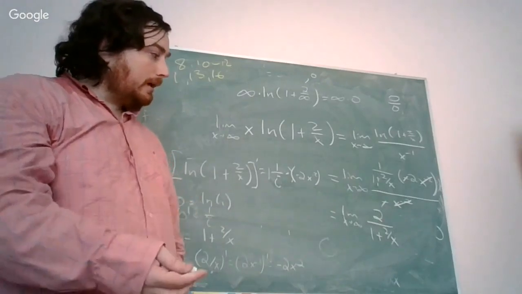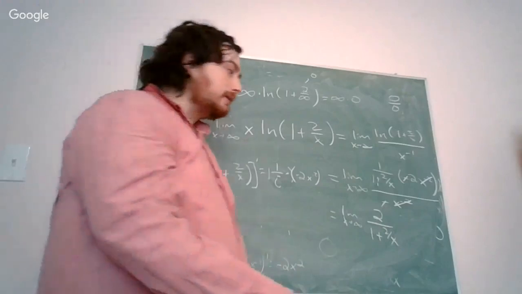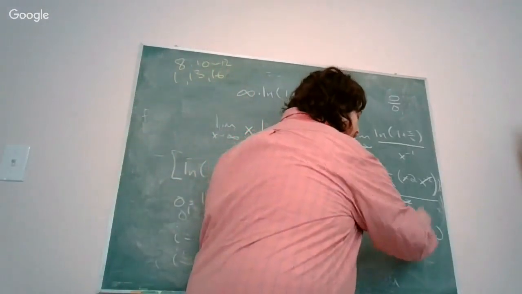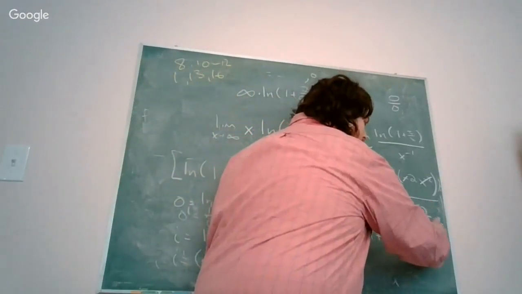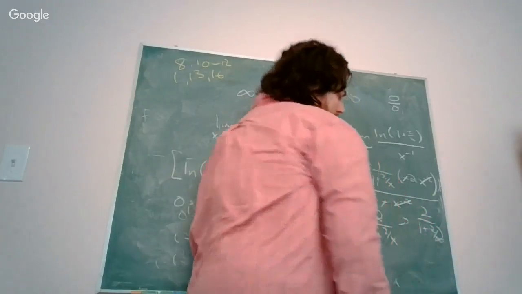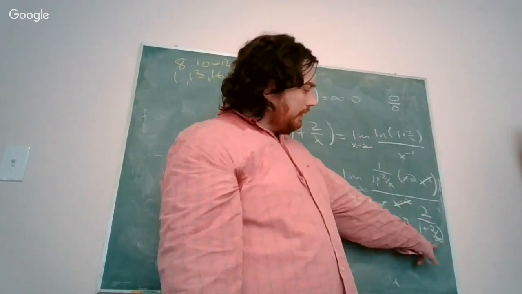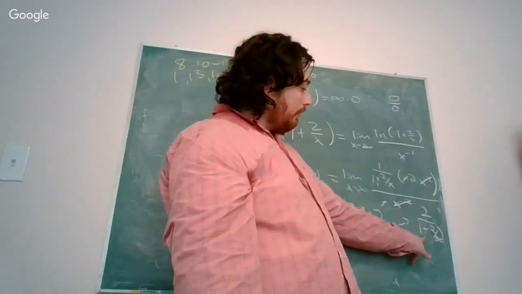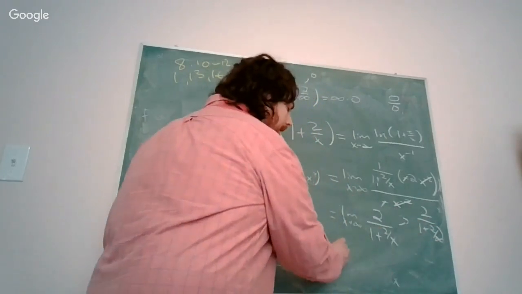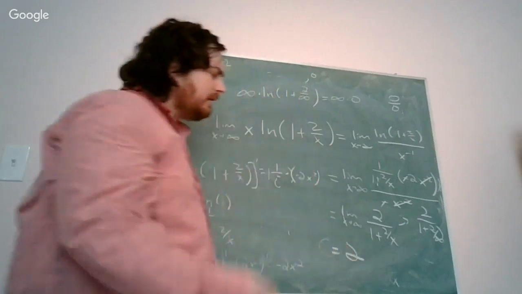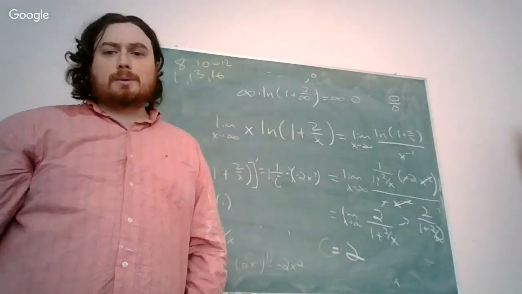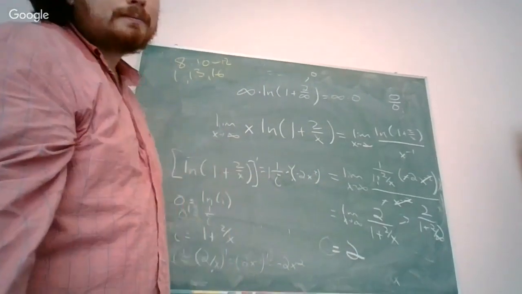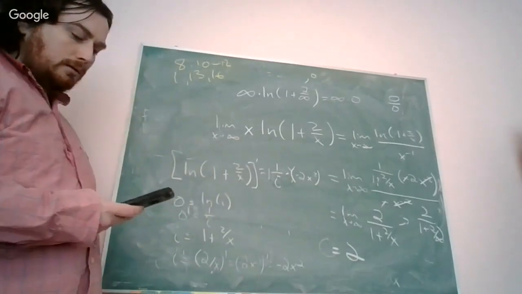So to calculate that, again, we see what happens as x goes towards infinity. So we get 2 over 1 plus 2 over infinity. Well, 2 over a huge number is a really small number, so that's 0. So 2 over 1 plus 0 is 2 over 1, which is 2. 2 is a number, so that's the answer we're looking for. All right.